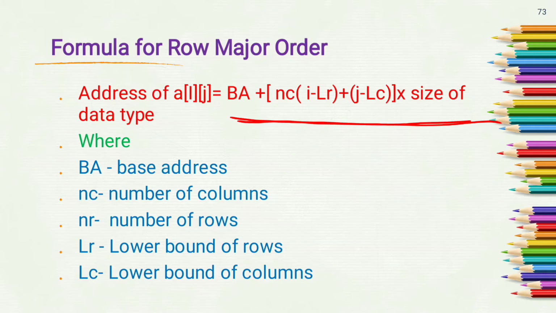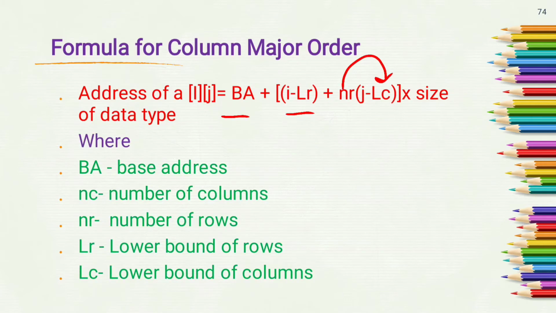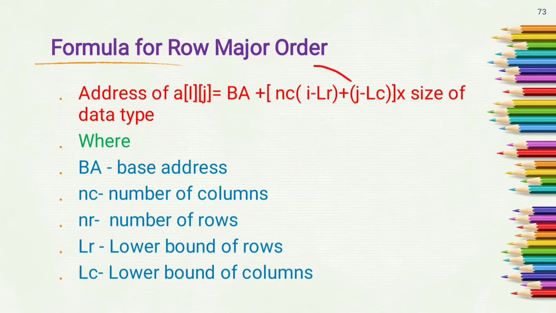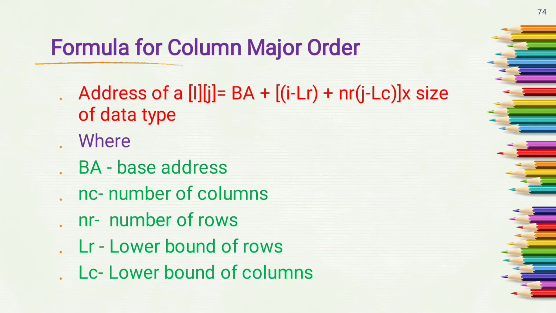All terms are the same in both formulas, but the difference is that in row major order we multiply the number of columns, but in column major order we multiply NR with J minus LC. So you can easily remember that in row major order we multiply number of columns with I minus LR, and in column major order we multiply number of rows with J minus LC.